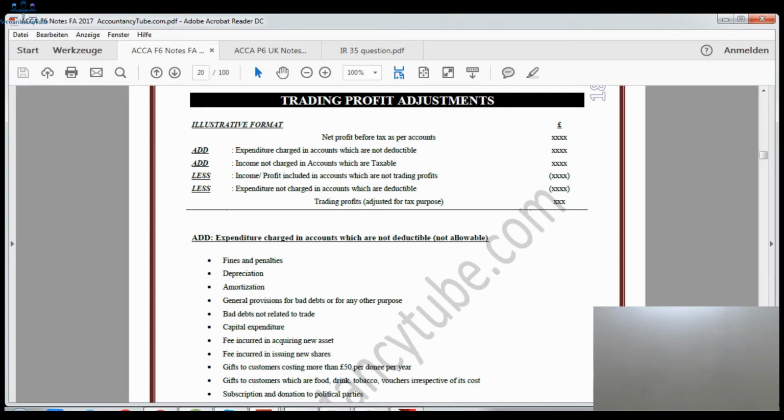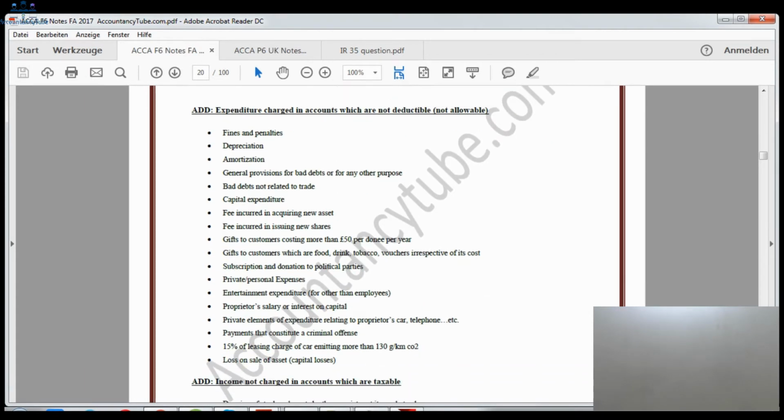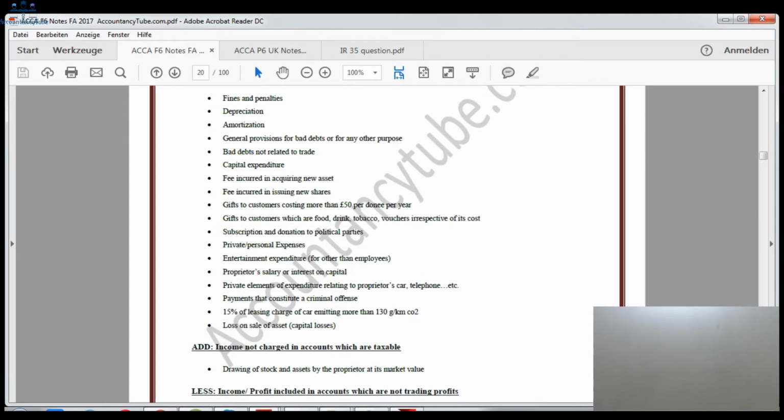What are these expenses? I'm just going to share the video screen with you. There will be fines and penalties, depreciation, amortization. So as you can see on your screen, these are the trading profit adjustments.